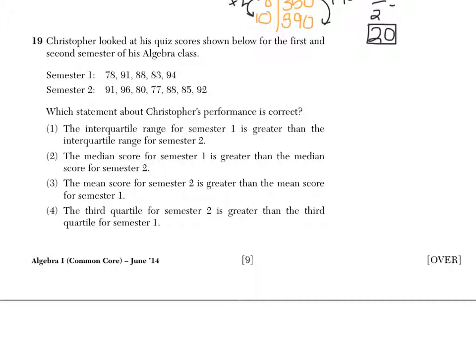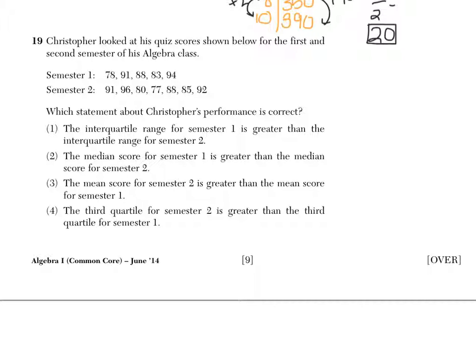Number 19 is pretty heavy on vocabulary. So the first thing that I personally would do on this question is create the one variable statistics on your calculator, because it talks about the IQR, the interquartile range, the median, the mean, and the third quartiles in answer choice 4. So it's just great to lay it out there so you can look at the numbers.